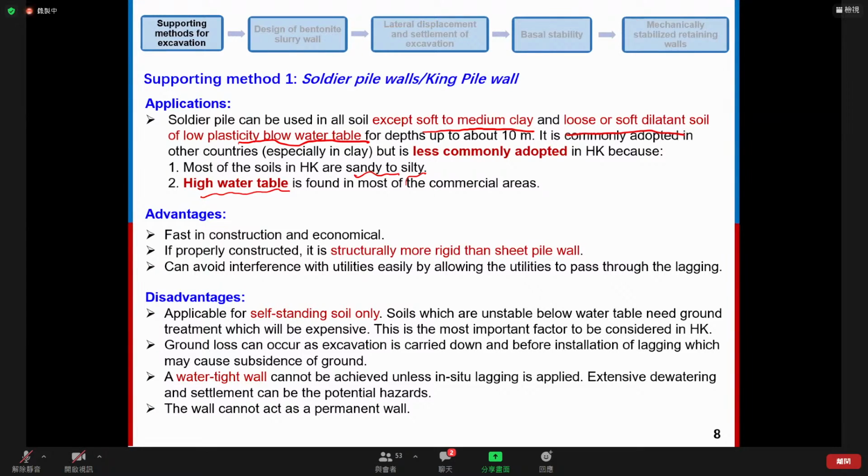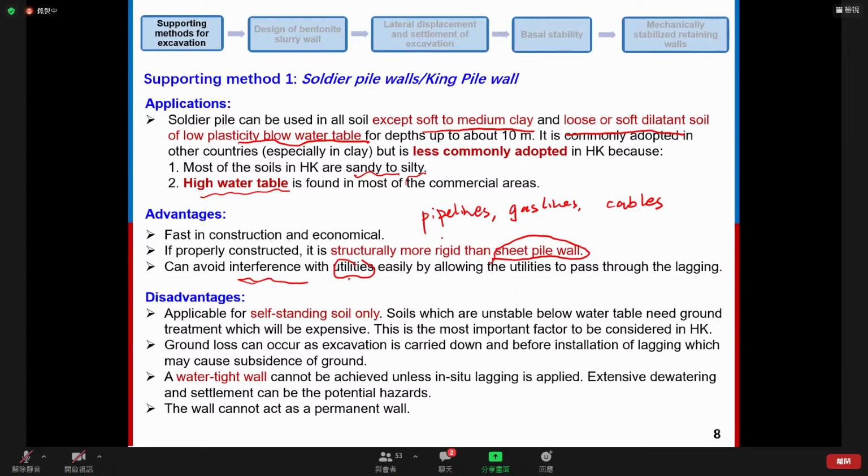The good things about soldier pile walls are that it can achieve a fast and economical construction. It's more rigid than sheet pile wall. For sheet pile wall, we will discuss later. And the soldier pile wall can avoid the interference with utilities easily by allowing the utilities to pass through the leggings. So what are utilities? Utilities refer to, for example, pipelines or gas lines, or sometimes even communication cables.